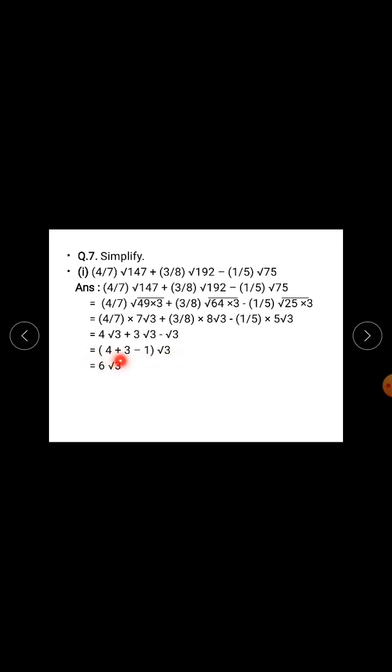So 4 plus 3 minus 1, because all are like surds, so we can add and subtract. So (4 plus 3 minus 1) into root 3. Now 4 plus 3 is 7, 7 minus 1 is 6, into root 3. So the answer is 6 root 3.